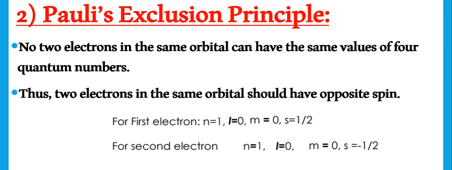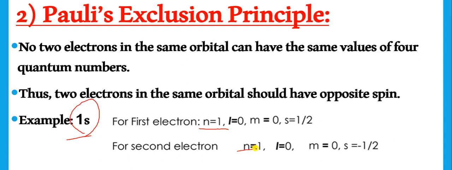Next rule is Pauli's exclusion principle. No two electrons in the same orbital can have the same values of all 4 quantum numbers. Thus the two electrons in the same orbital should have opposite spin. For example, if we take the orbital 1s, and 2 electrons are present in it, these 2 electrons are in the same orbital, and they can have 3 quantum numbers the same.